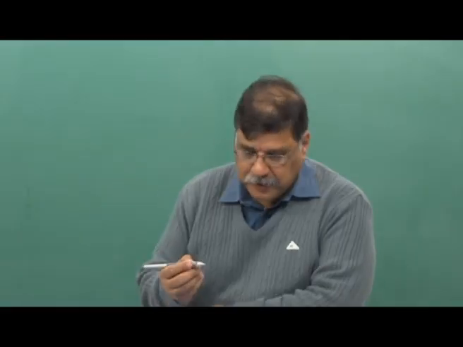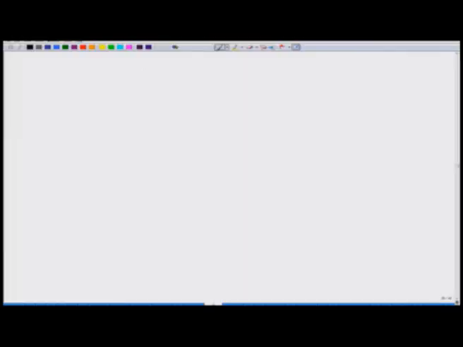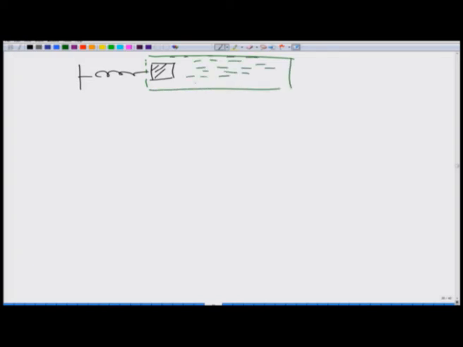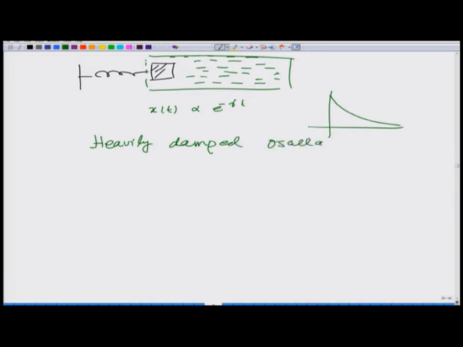Now, let us try to solve it more precisely. So, this is a case where we have taken this mass and put it in some very thick liquid, so that its damping is very large, and in this case you can see that x of t is proportional to e raised to minus gamma t, and the solution looks like something like this, and this is known as the heavily damped oscillator.